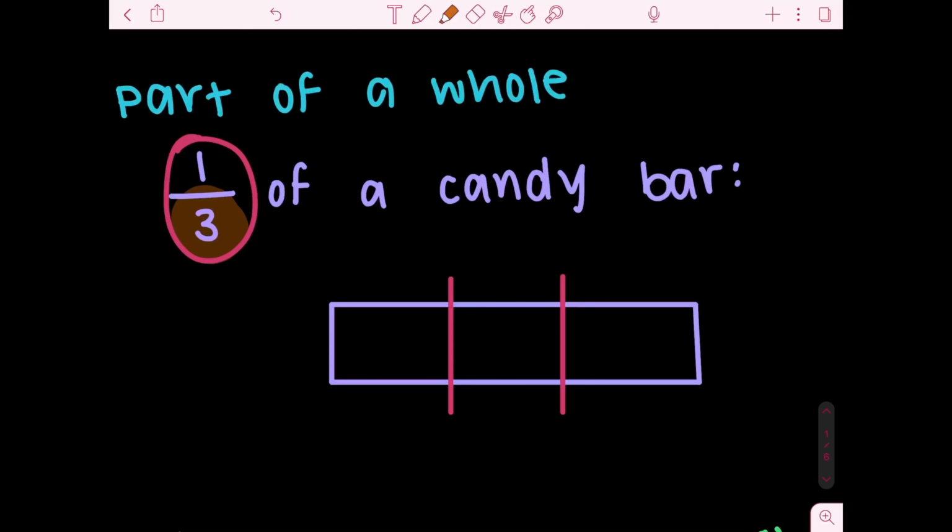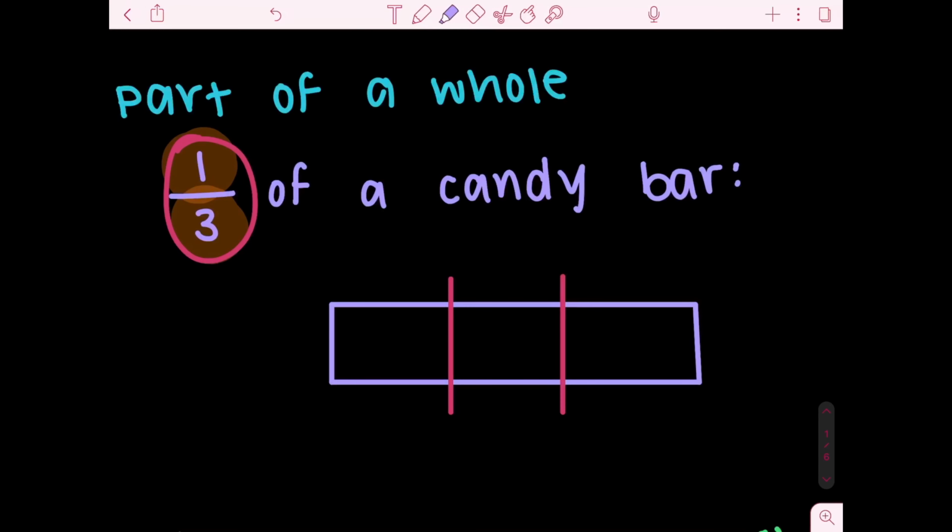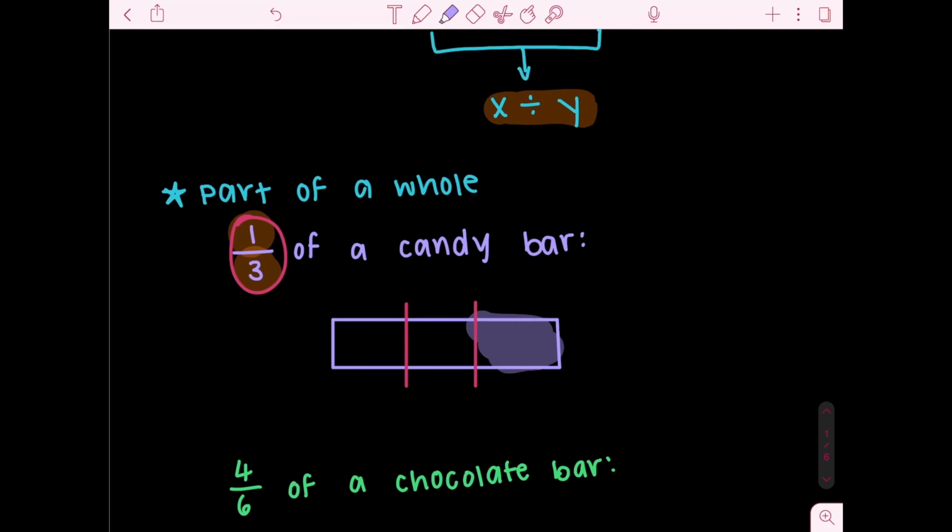It's because I looked at the denominator. The denominator told me how many total pieces of the candy bar I'm going to have, and the numerator, the 1, tells me how many pieces we need to, let's just say, take. So if I were to take 1/3 of a candy bar, then I could take this piece, or I could take this piece, or I could take this piece. The only thing that matters is you only take 1 piece of that candy bar that's divided into 3. You don't take all 3, you only take 1.